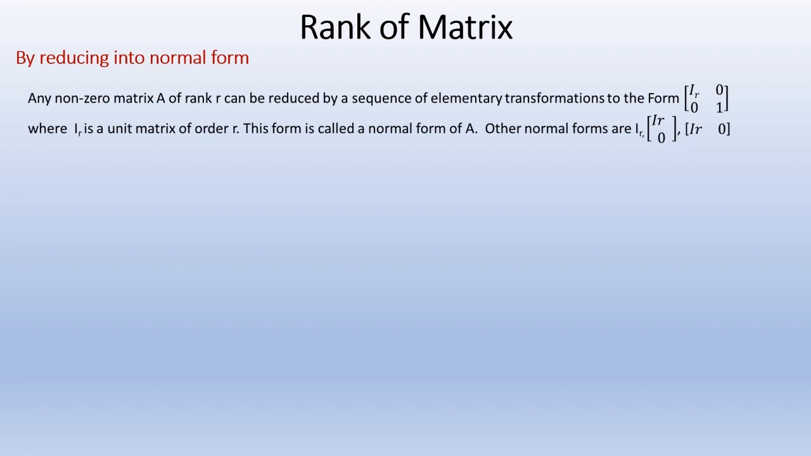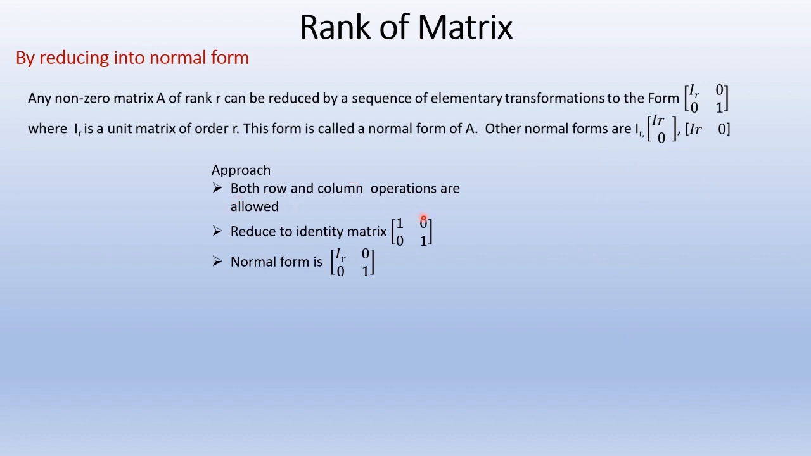Here, both row and column operations are allowed. It is reduced to identity matrix this. The normal form is this identity matrix of order n. First, we need to make the element at the A11 position, that is this position, as number 1. Then we transform all elements of column 1 below 1 as 0, and all elements in row 1 after 1 as 0 like this. Then, A22, that is, as 1 and other elements as 0 and so on.